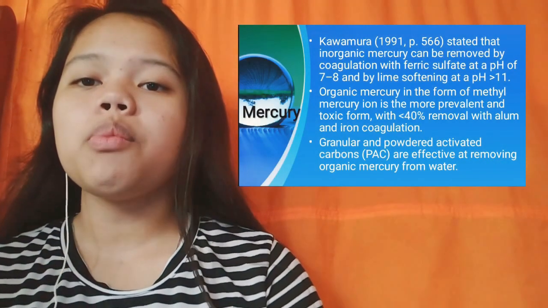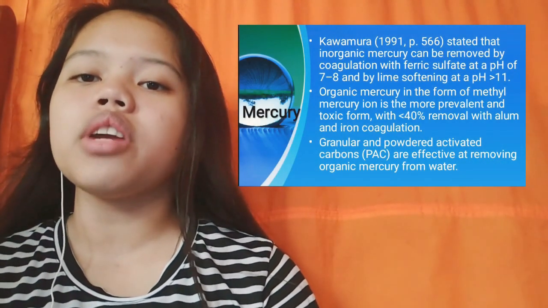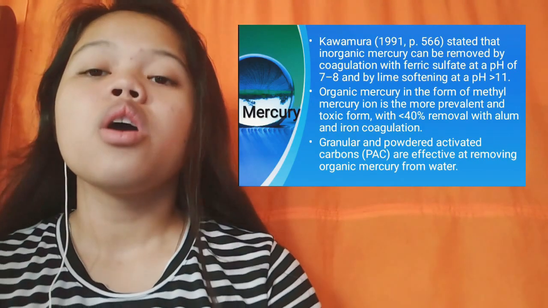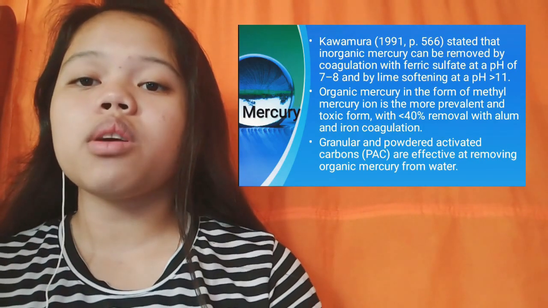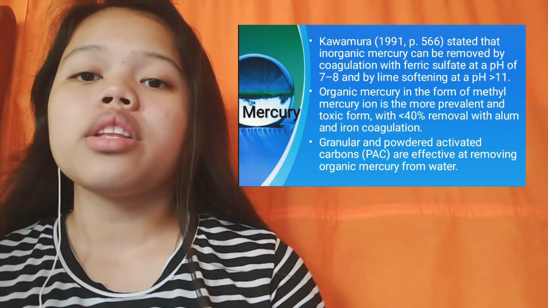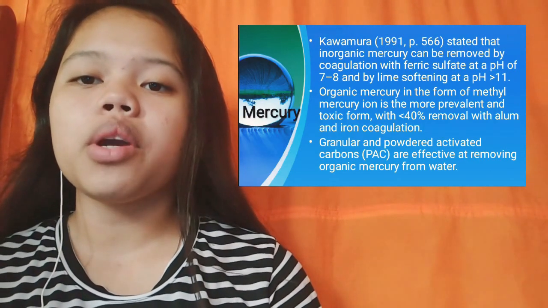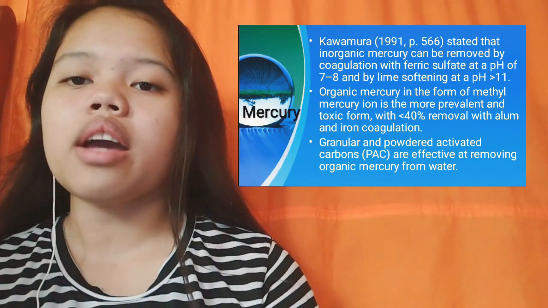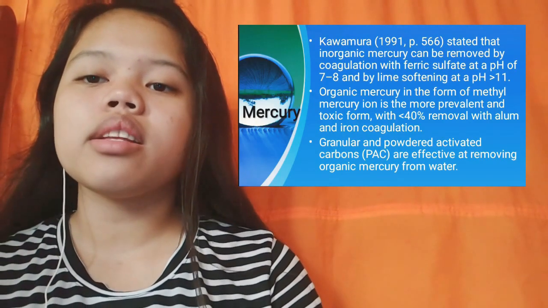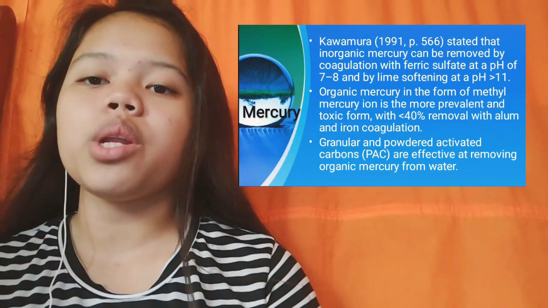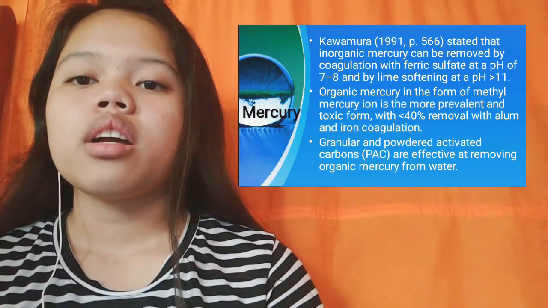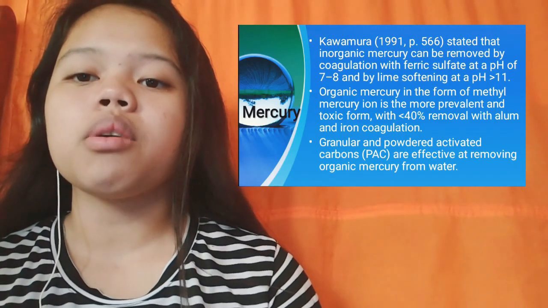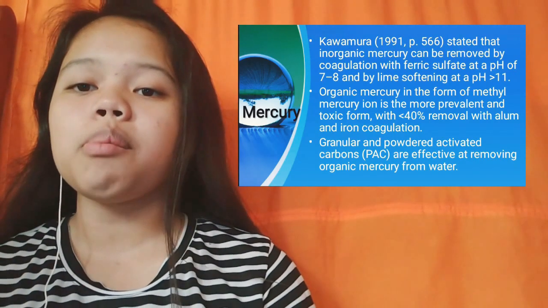Mercury. Kawamura stated that inorganic mercury can be removed by coagulation with ferric sulfate at a pH of 7 to 8 and by lime softening at a pH greater than 11. Organic mercury in the form of methyl mercury ion is the more prevalent and toxic form, with less than 40% removal with alum and iron coagulation. Granular and powdered activated carbons are effective at removing organic mercury from water.